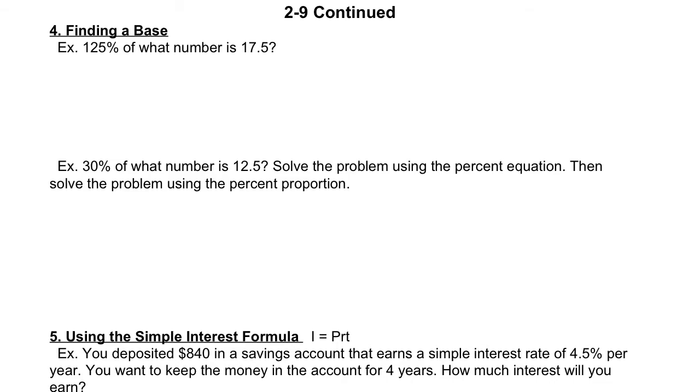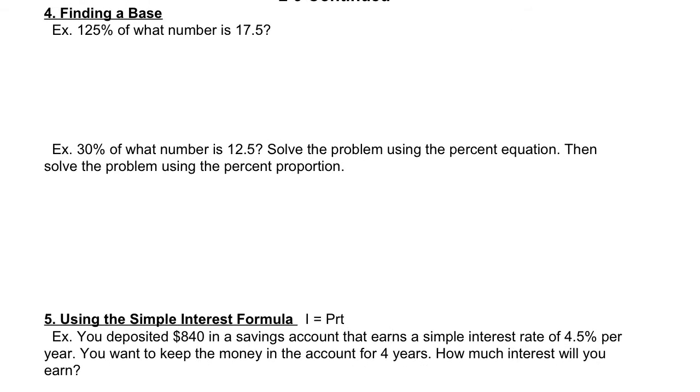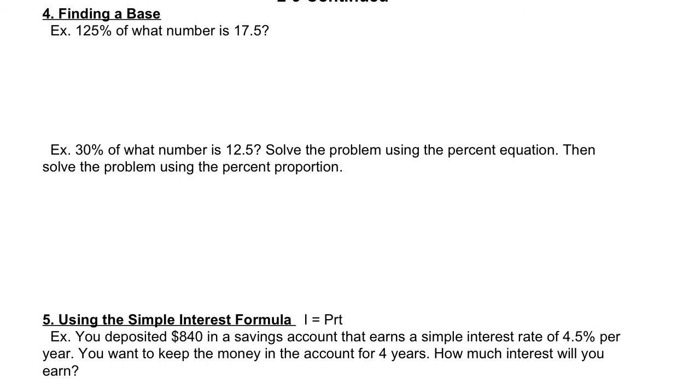Moving ahead, finding a base. Now, this is where that is over of comes in again. So it's still important you read it. You don't just say is on top, of always on the bottom. You've got to read through it and understand what we're looking for. So it says 125% of what number is 17.5.